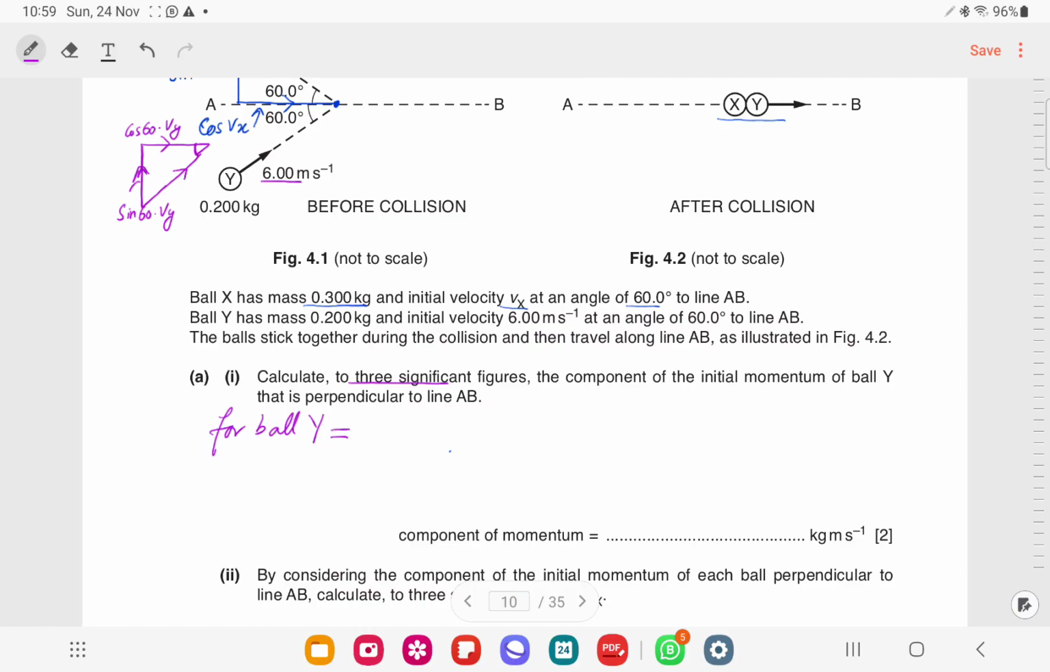For ball Y, initial momentum before impact. Initial momentum is obviously before impact, right? That is going to be mass of Y times velocity of Y times sin 60. Now mass of Y is 0.2 multiplied by 6 into sin 60. Let's solve this. It's 0.2 times 6 times sin 60. It's coming to 1.039 and we can use it as 1.04 kg m/s. Okay, so we have solved the initial momentum of ball Y in the perpendicular direction.